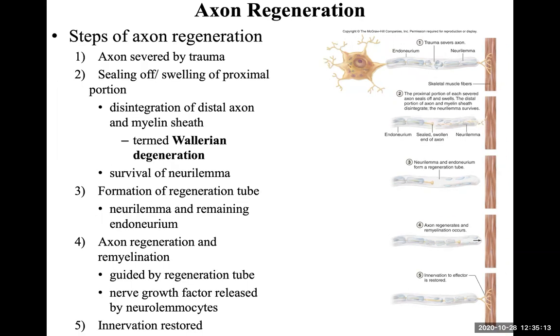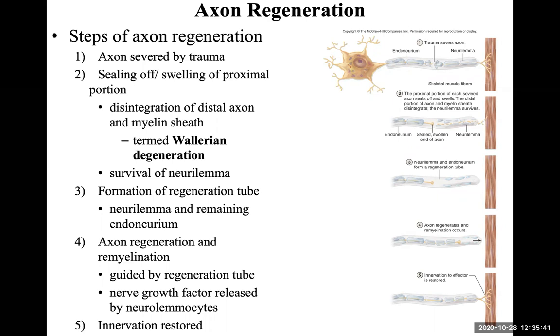Okay. So here are the basic steps that occur during regeneration. This is a picture that comes from your textbook. For example, if the axon gets severed because of a laceration, the proximal portion of the axon will swell and kind of seal off. And then the distal portion, which would be down here, starts to disintegrate, right? That's called Wallerian degeneration.